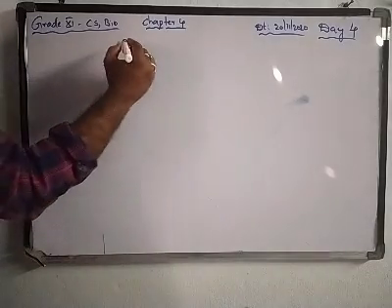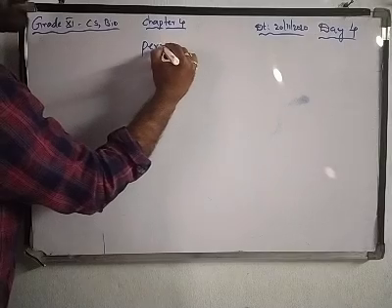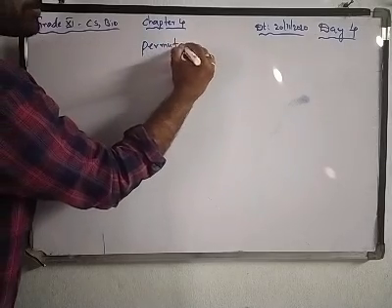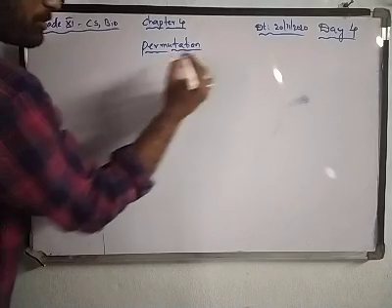Very good morning, students. Today we are going to learn chapter 4. Topic name is permutation. So first let us understand what is permutation.